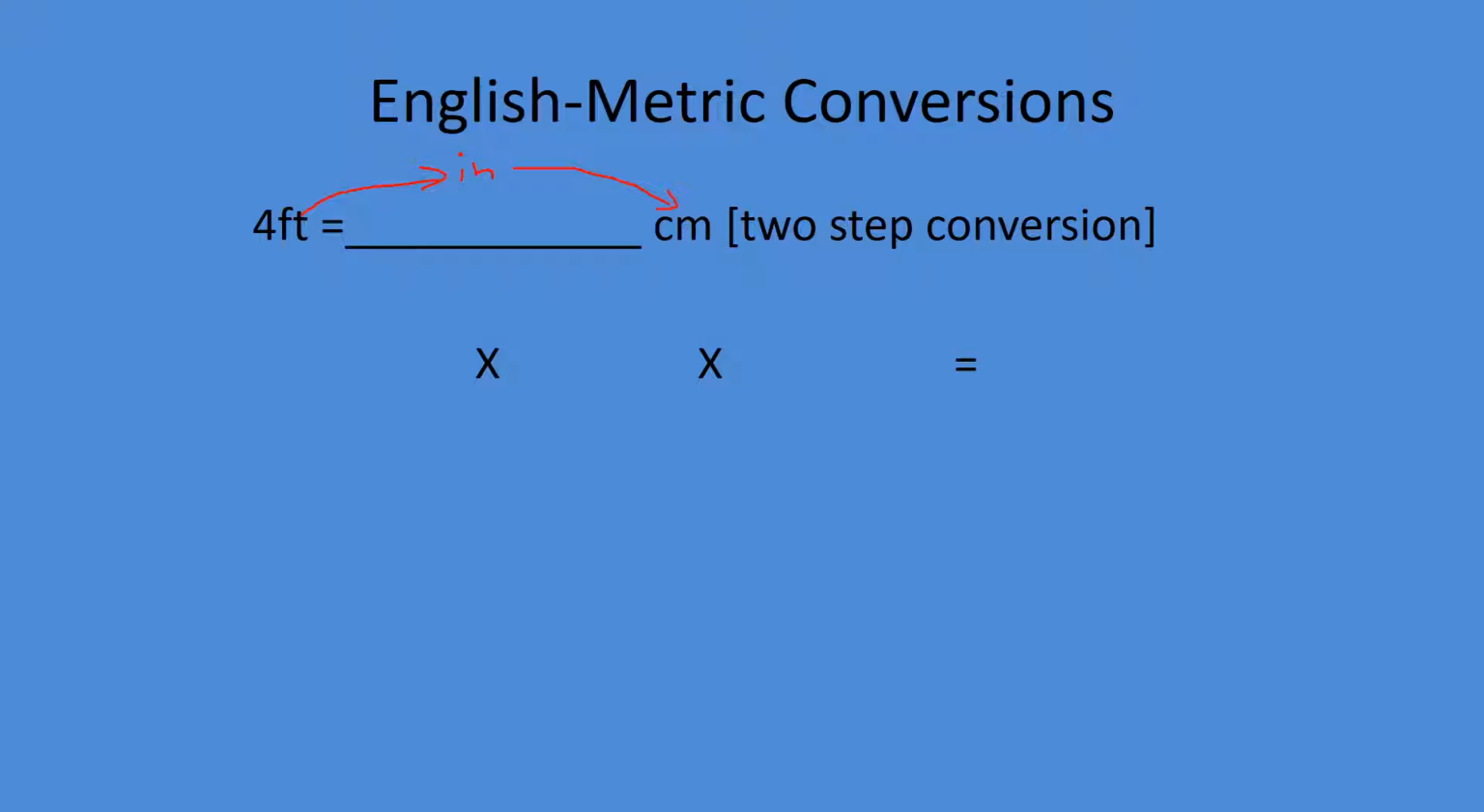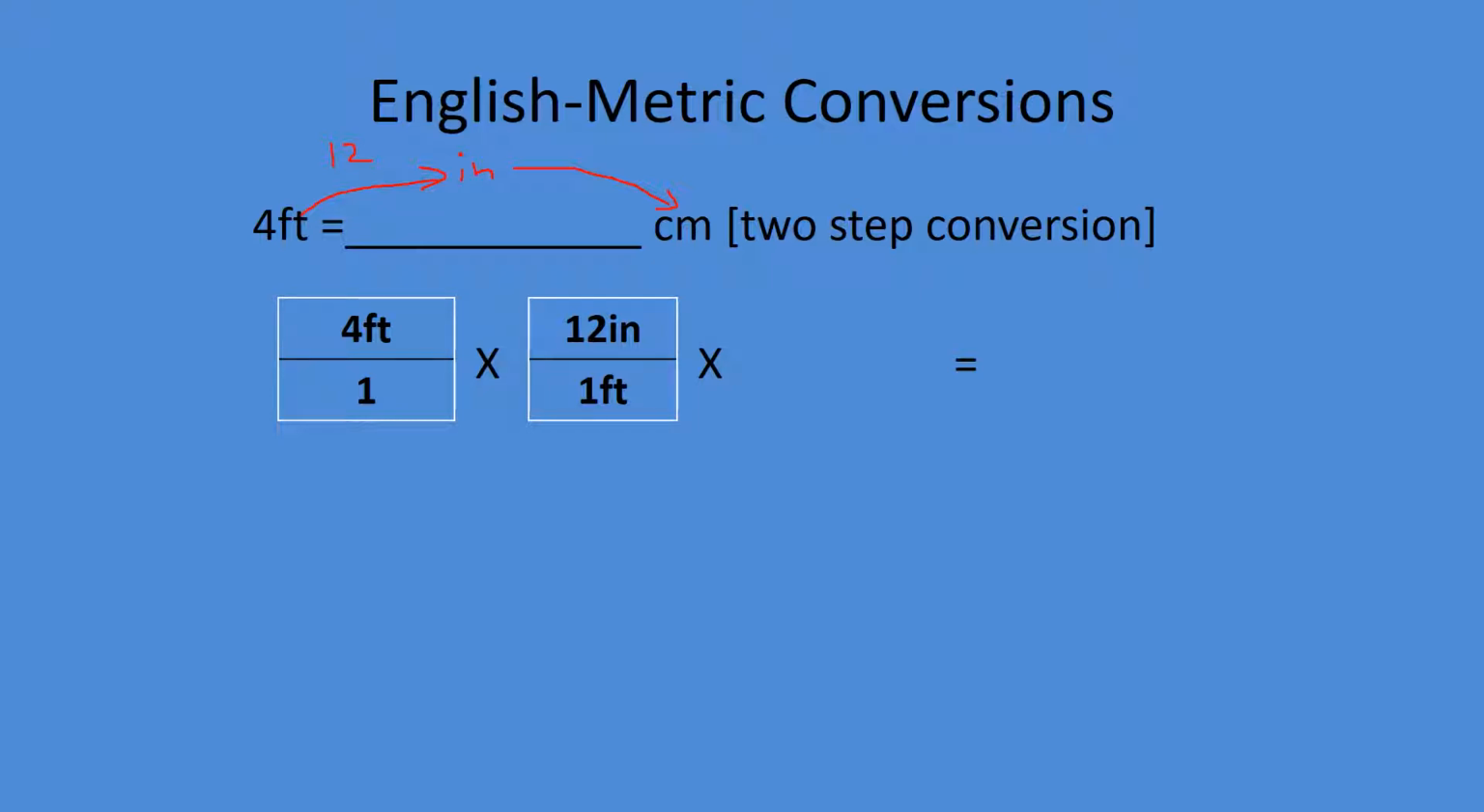All right, let's set this guy up. So we got 4 feet over 1. So our first conversion factor is 12. There are 12 inches in a foot. Are we going to multiply or divide? So the units we want at the bottom is feet. So we're going to put 12 inches over 1 foot.